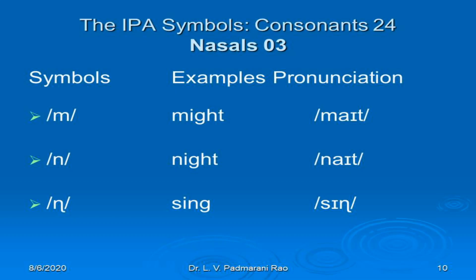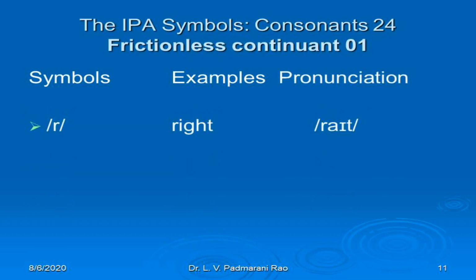N, as in night. And the last one is ng. See that the back of the tongue touches your velum or the soft palate. Release the air from the nose and pronounce it as in sing. That's right. 3 nasal sounds are there in English.